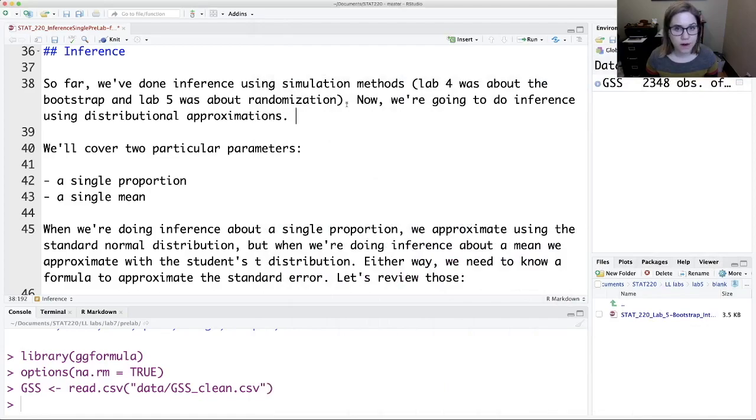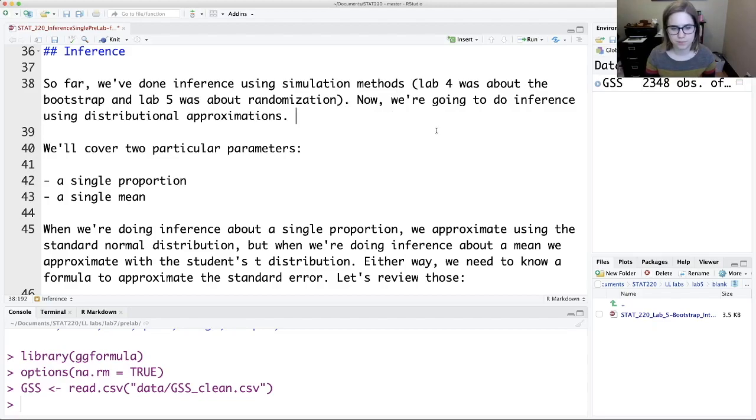All right, so far in the labs, we've done inference using simulation methods. Lab 4 was about using the bootstrap to do confidence intervals, and lab 5 was about using randomization to do hypothesis tests. And now we're going to do inference using a distributional approximation. So in this lab, we're going to cover two particular parameters, the ones from chapter 6, a single proportion and a single mean, and that's why this lab is called inference for a single sample, because it's just about one particular parameter.